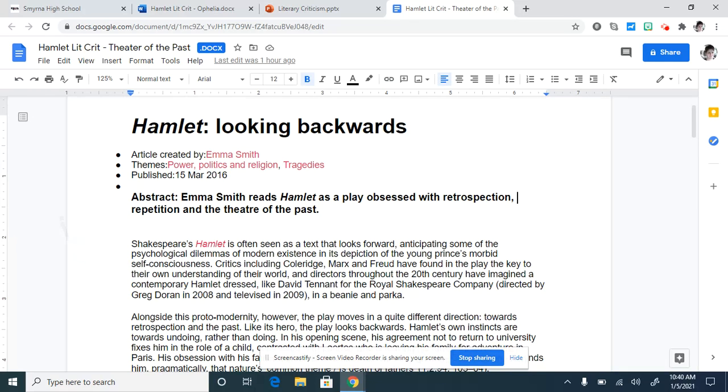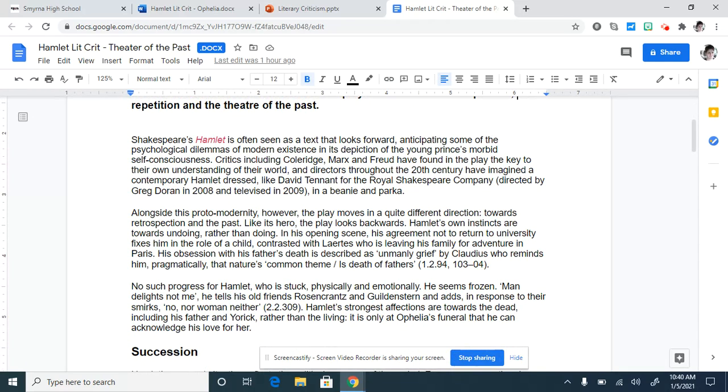All right. Shakespeare's Hamlet is often seen as a text that looks forward, anticipating some of the psychological dilemmas of modern existence and its depiction of the young prince's morbid self-consciousness. Critics including Coleridge, Marx, and Freud have found in the play a key to their own understanding of the world, and directors throughout the 20th century have imagined a contemporary Hamlet dressed like David Tennant for the Royal Shakespeare Company in a beanie and a parka.